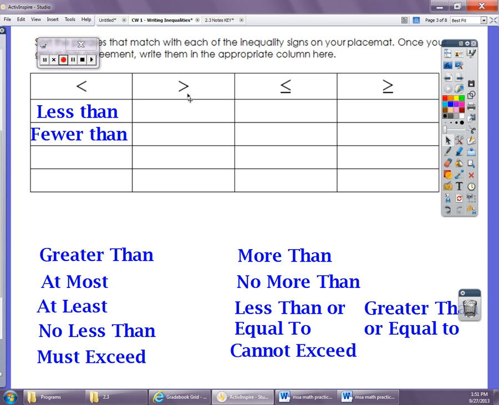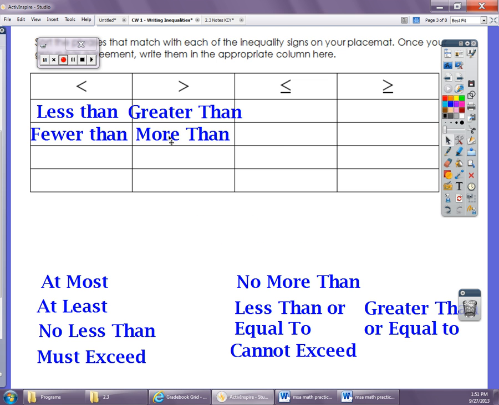When we look at this symbol right here, this symbol means it's greater than, or more than, or it must exceed. So if it must exceed this, that means something must exceed another number. So these are what these symbols mean. These are our inequality symbols. We're going to start talking about these inequalities. We have to know what our symbols mean and the keywords that represent these different symbols.